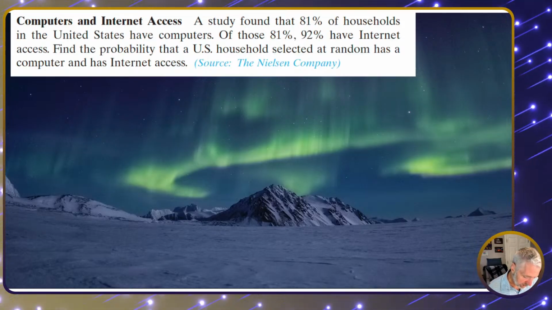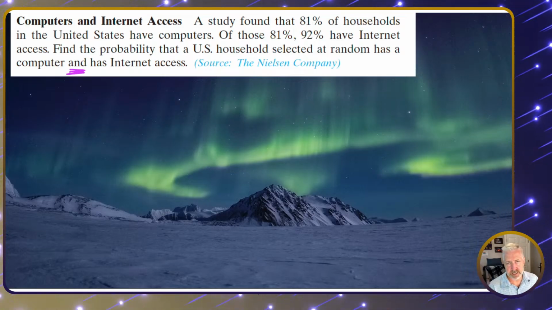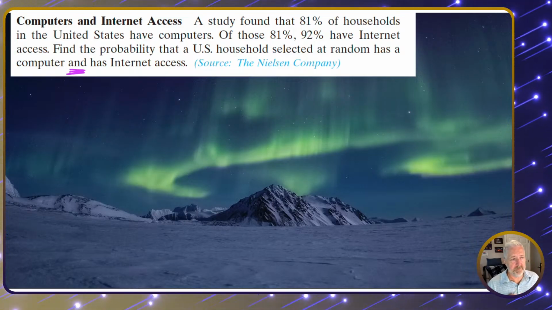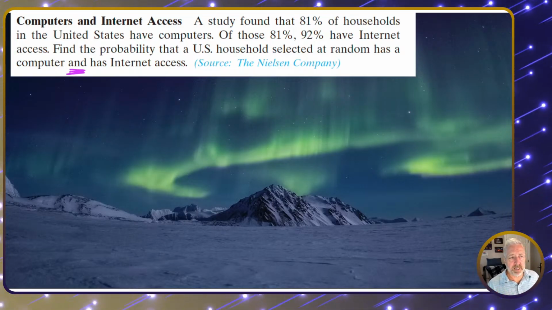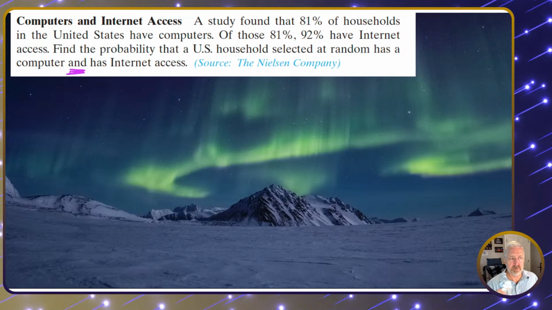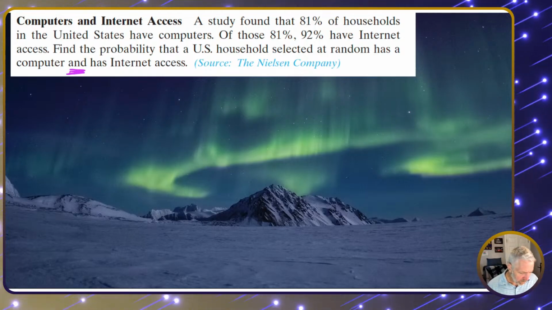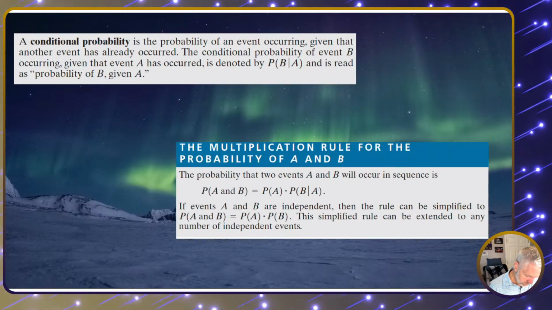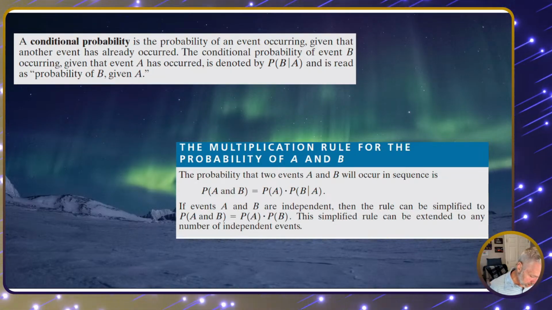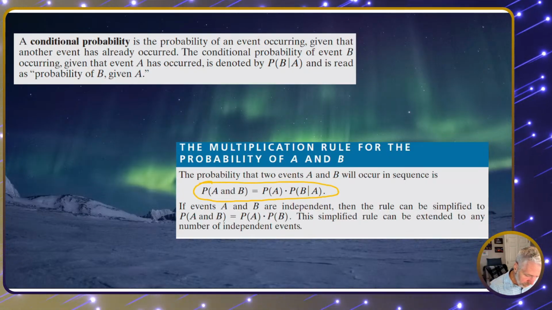So remember, in class we talked about you don't want this to be the only way you determine what kind of situation this is, but it's a good giveaway that we're going to use the multiplication rule. We're looking at the probability that a U.S. household selected at random has a computer and has internet access. Since we've got that "and" in there, then we're going to be using the multiplication rule. Yeah, I had it up here. So when I was here a second ago, I did not go back to this, but this is what we're going to be using right here.